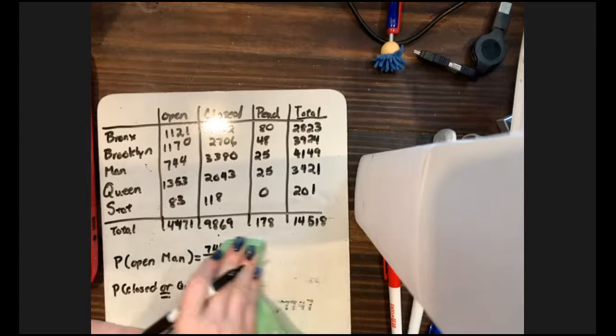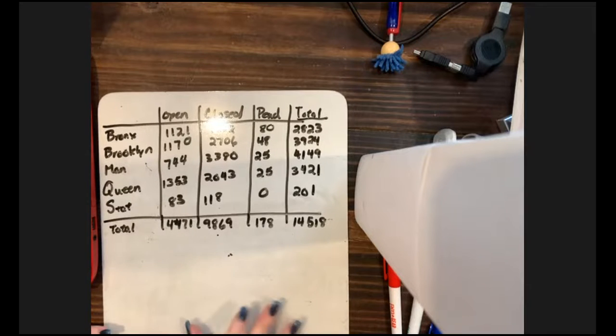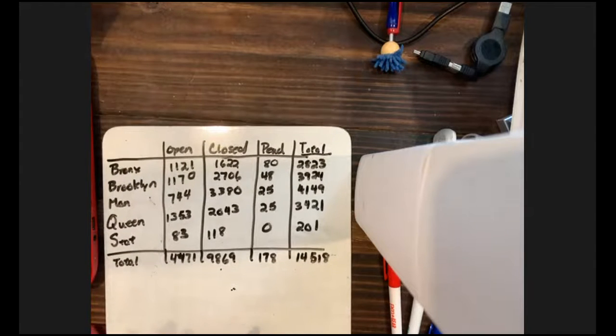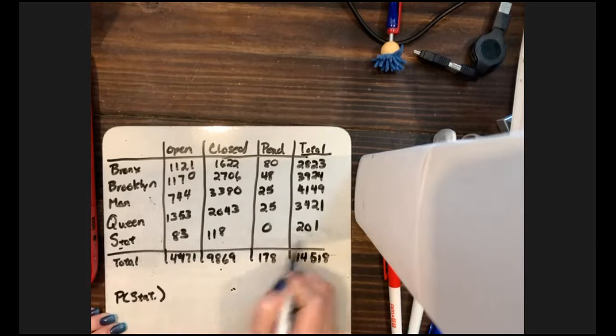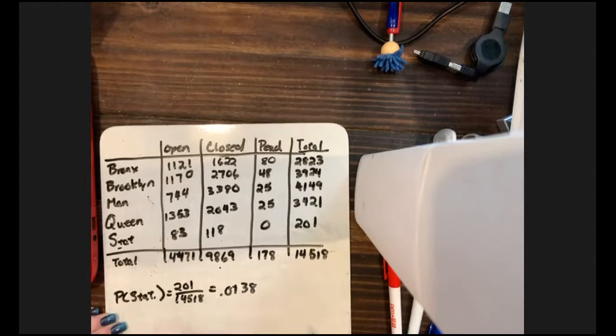Okay. Clear those, and we'll do a couple more here with this table. The next one they ask for, find the probability that it comes from Staten Island. Okay, there it's going to be 201 of our 14,518. So that is 0.0138. Now again, guys, they didn't ask this, but this would be considered unusual because that is under that 0.05 thing.